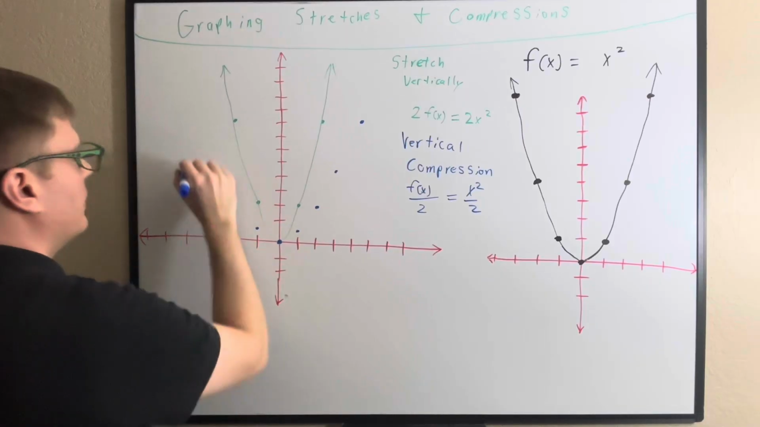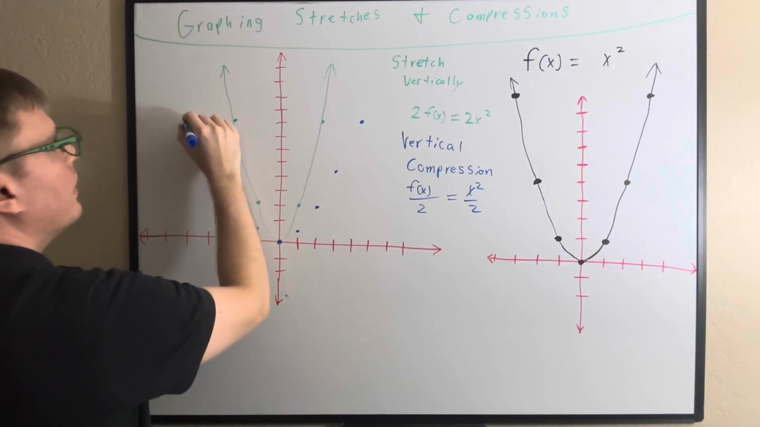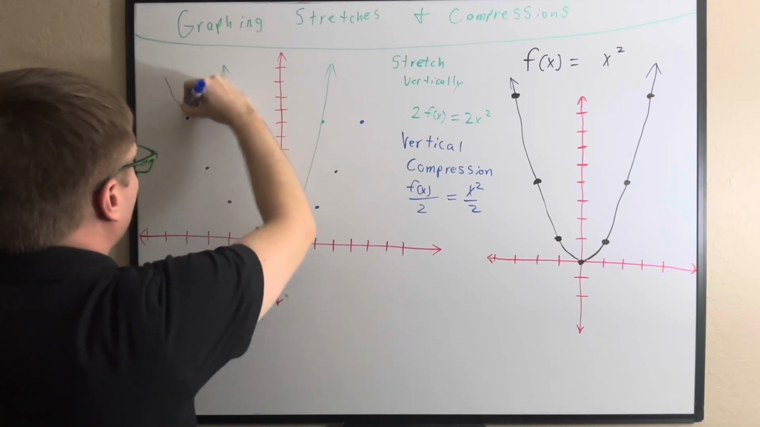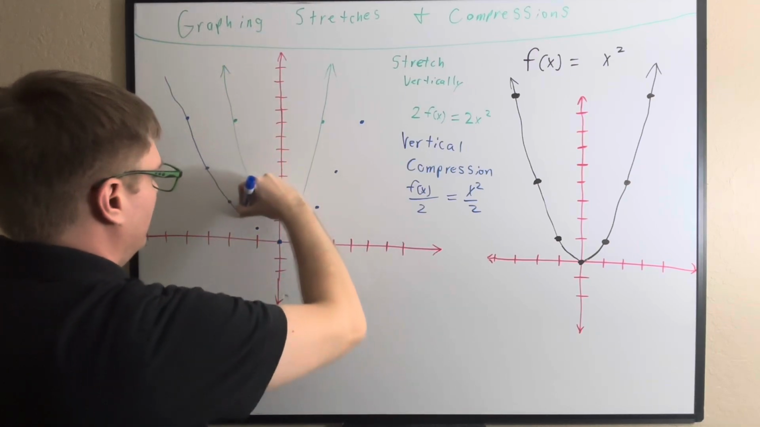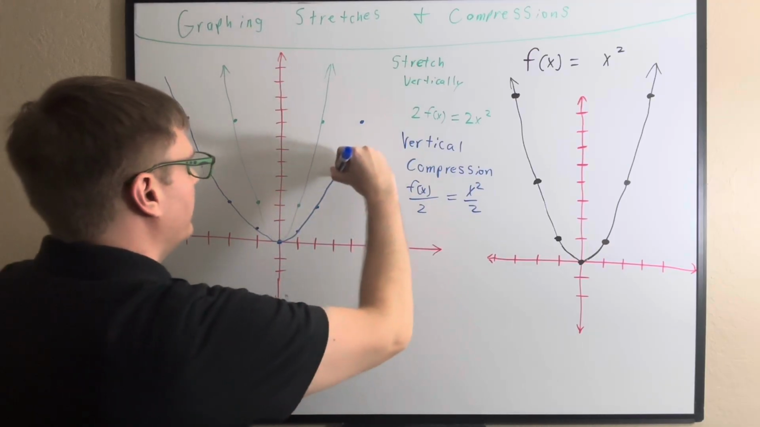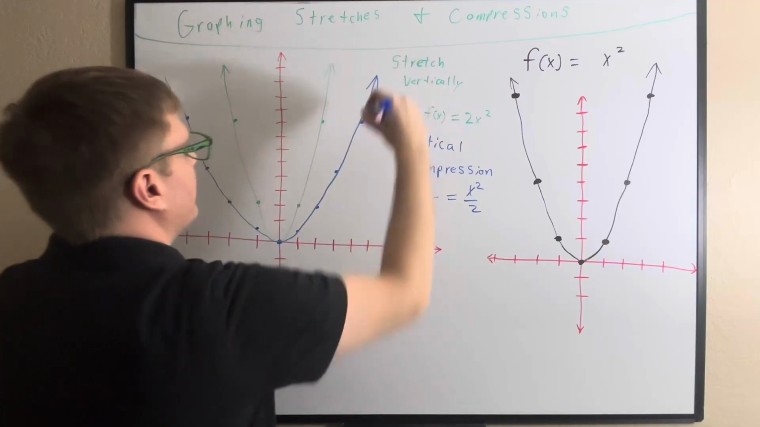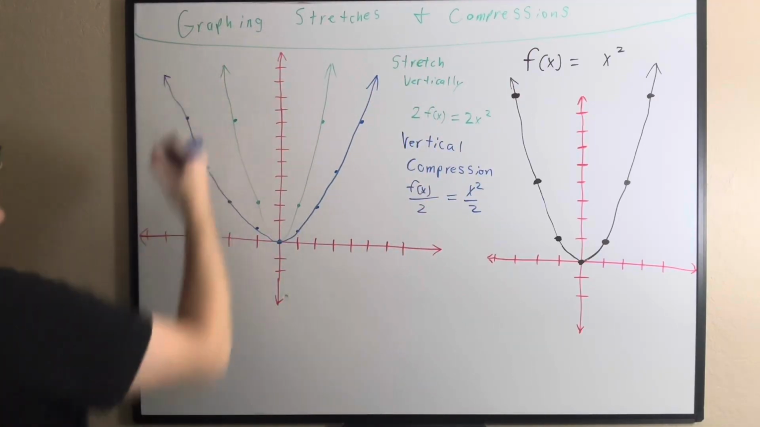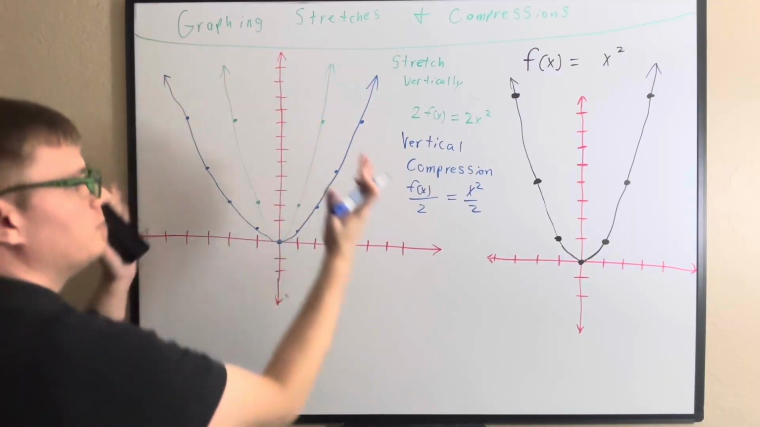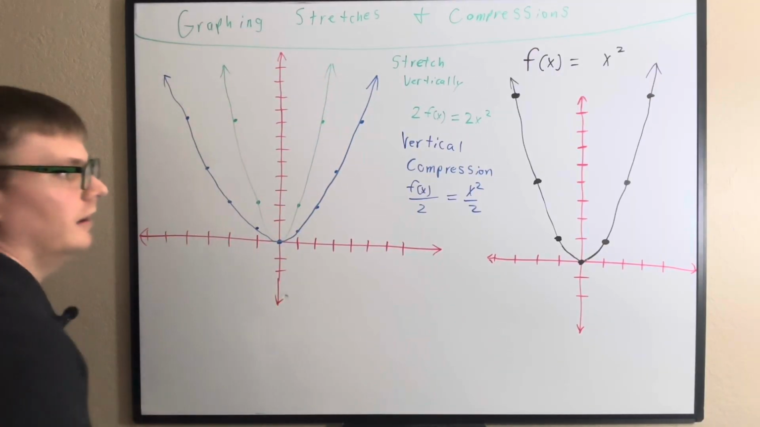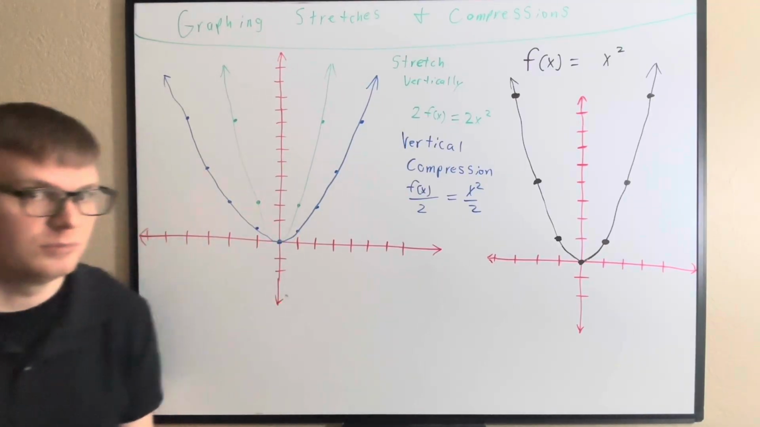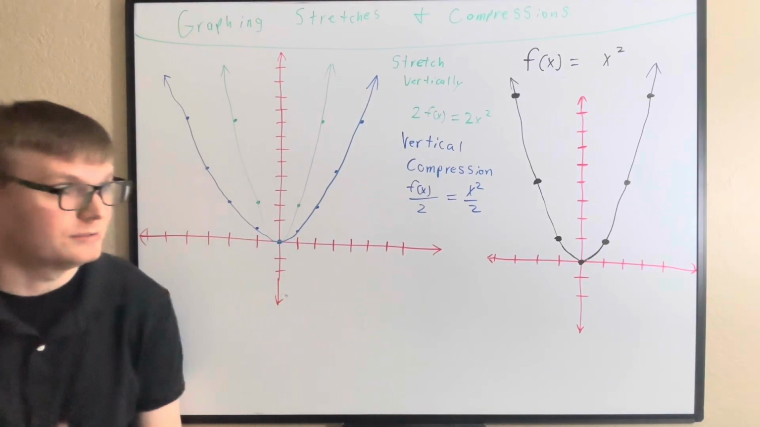Now, I think that's enough points for us. We take a more smooth slope there, and then we come back up. And that's how you stretch vertically and compress vertically. All right, so next we're going to go over horizontal stretch and horizontal compression, and we'll talk about the difference or the similarity.